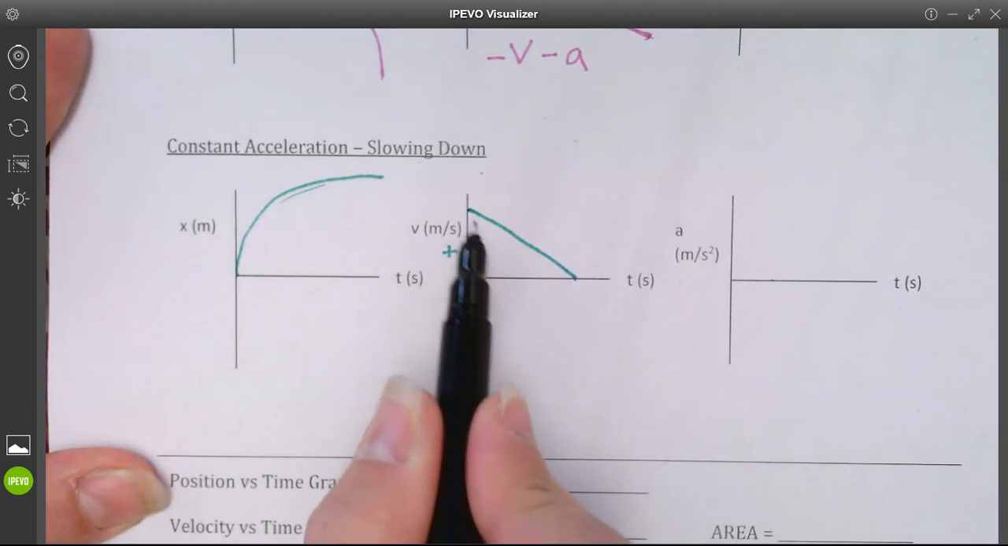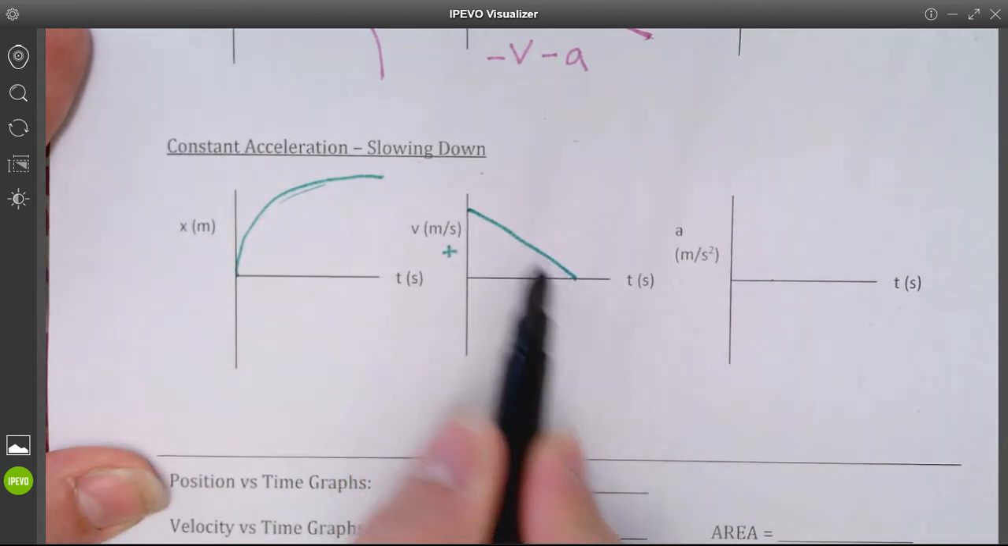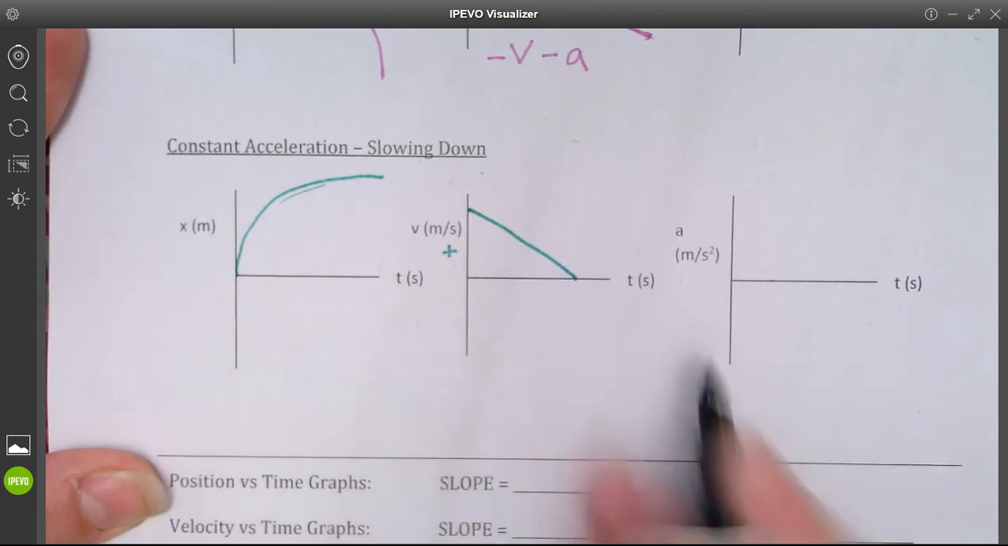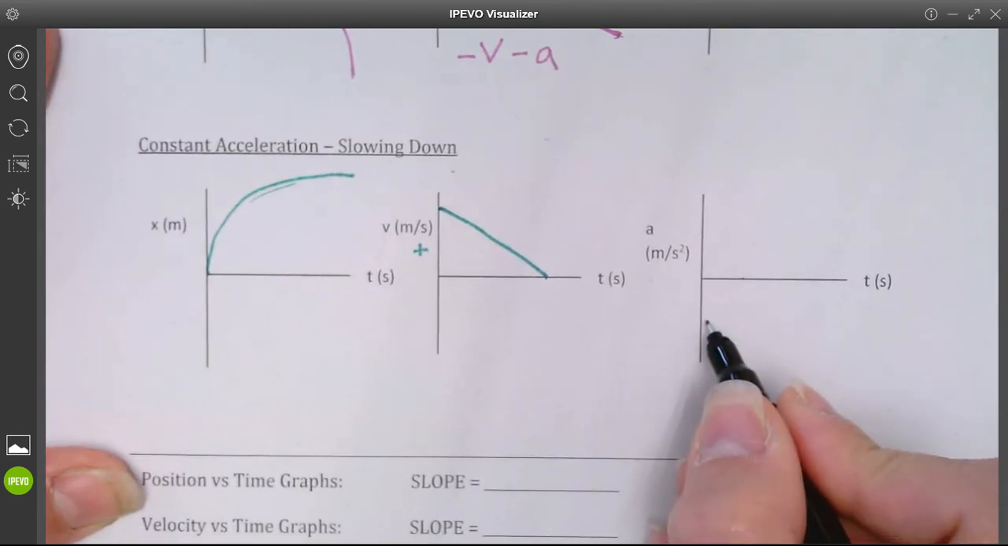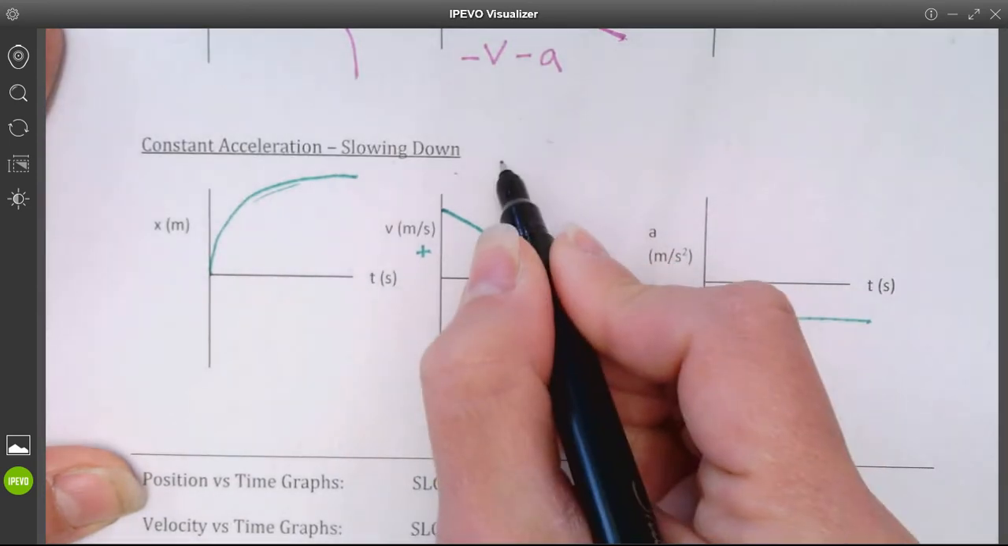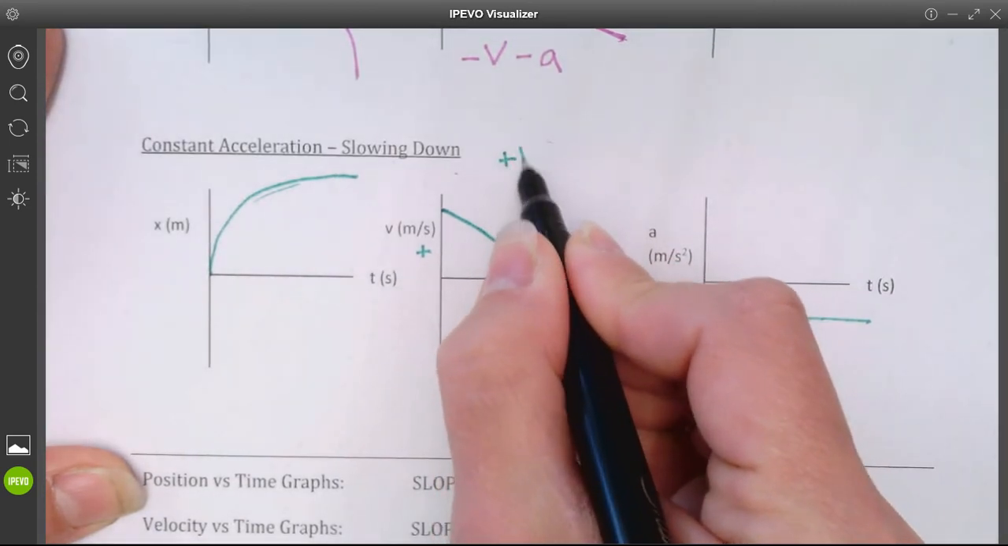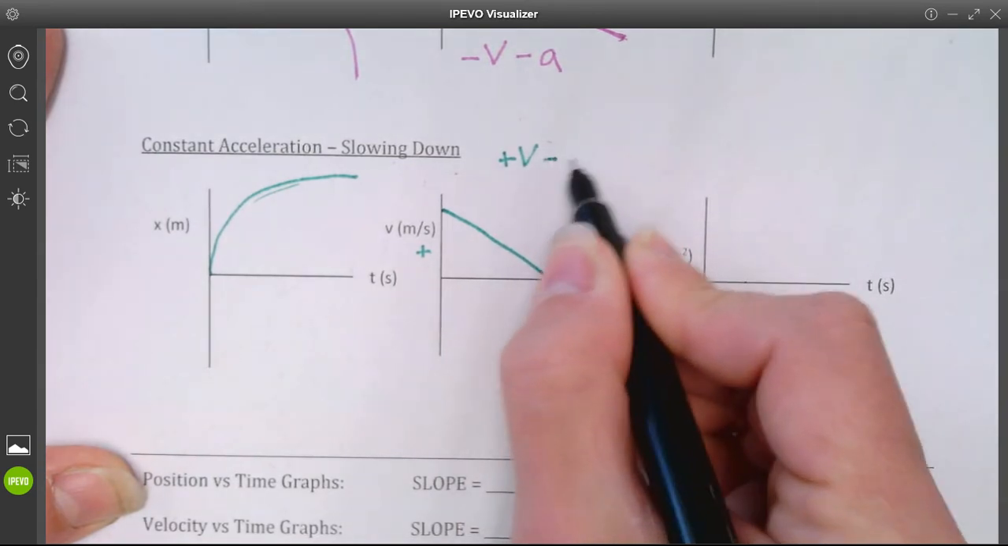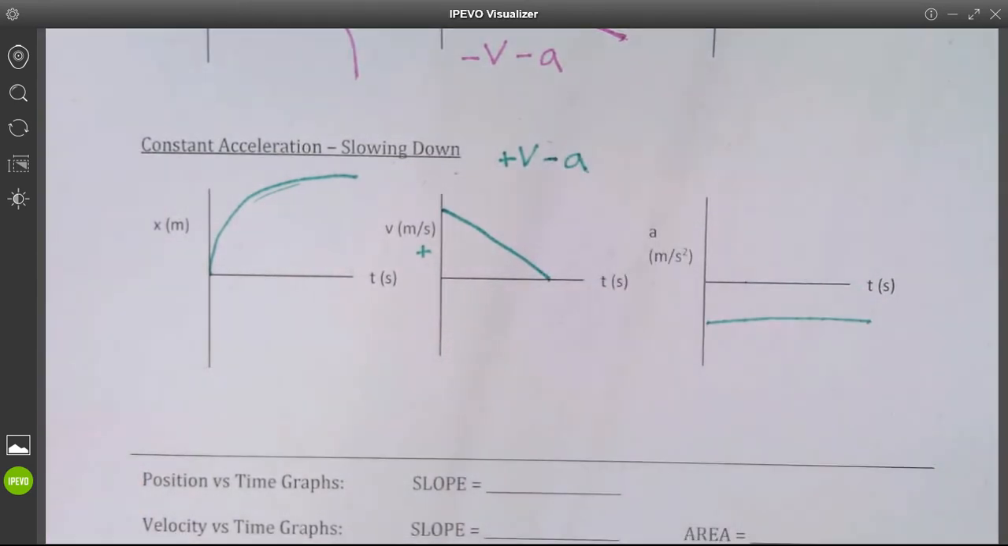And then here's the tricky one. This is a negative slope. So our velocity is decreasing in the positive direction. So that means the acceleration is negative. So we're slowing down. We have a positive velocity. We will have a negative acceleration.